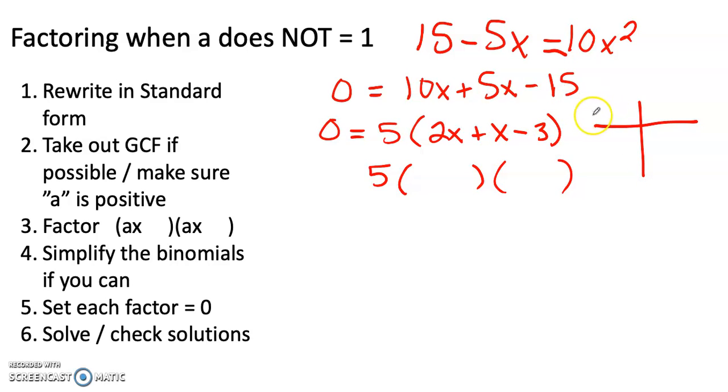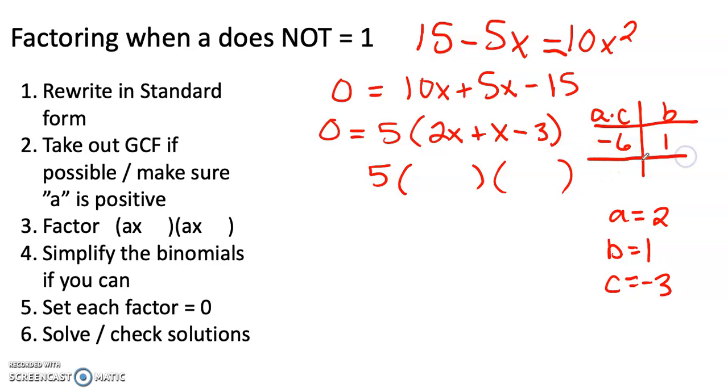You don't have to put this t-chart in if you don't want to. Sometimes it's just easier to organize your work. So my a times my c. So my a is 2, my b is 1, my c is negative 3. So a times c gives me a negative 6. My b is 1. What are some factors that work out here? So pause the video, try to find some factors that work out.